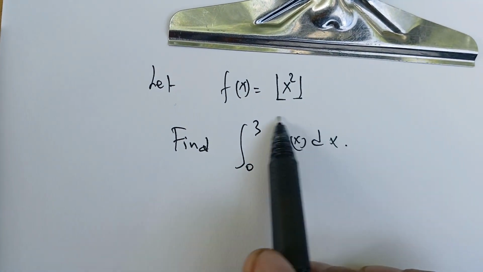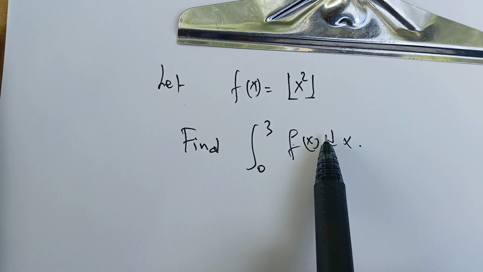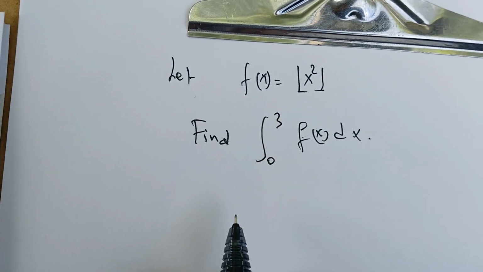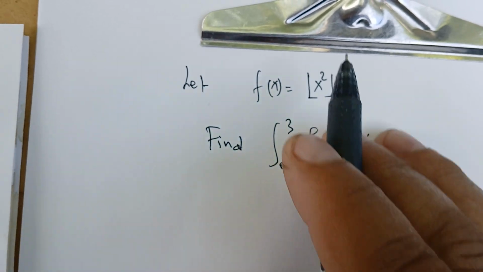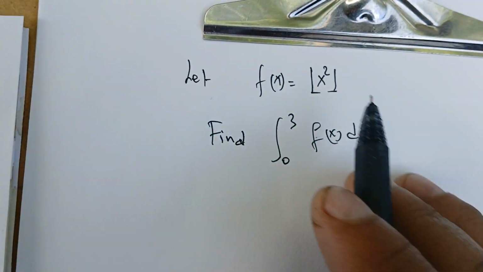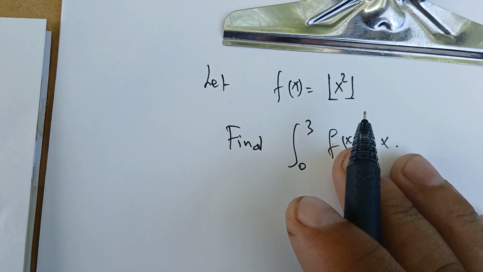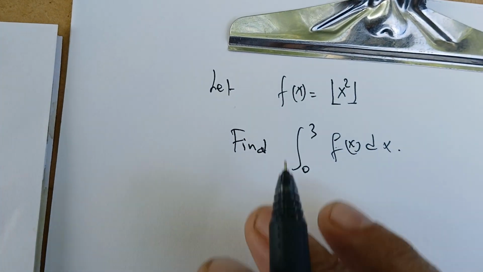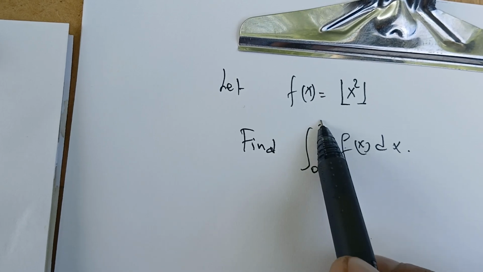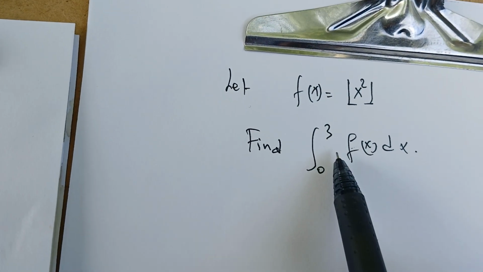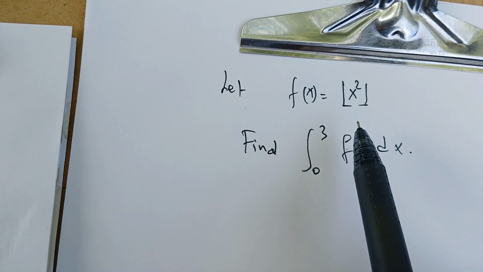In this question, we're going to try to find the integral of the floor function of x squared between 0 and 3. The key idea to solve this problem is to apply the definition of the floor function where it's defined. We need to split this interval, which is [0, 3], accordingly based on these values of x squared.